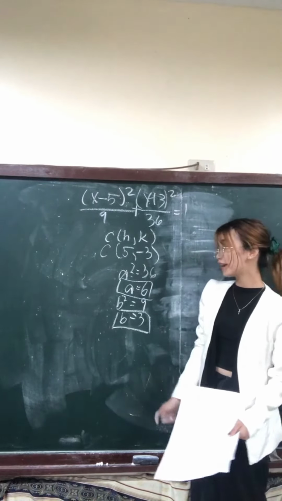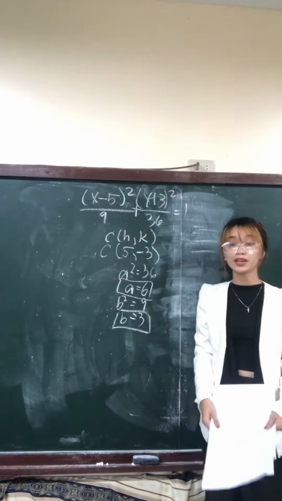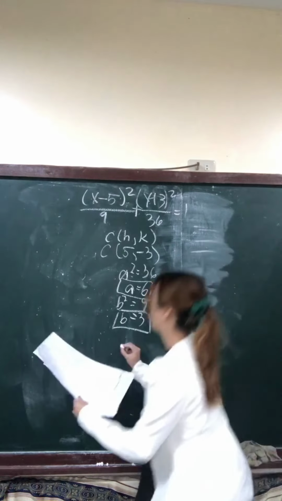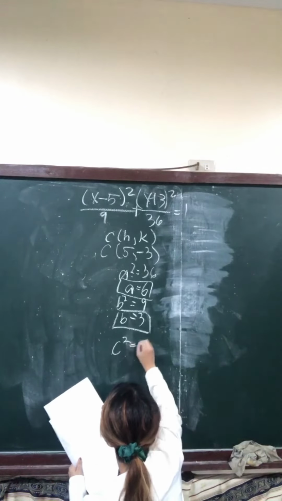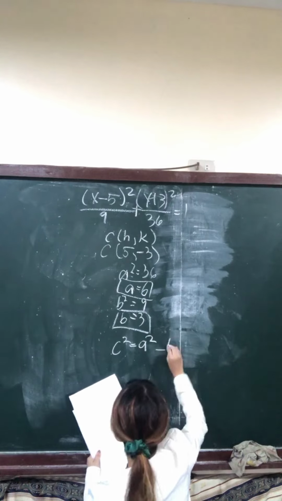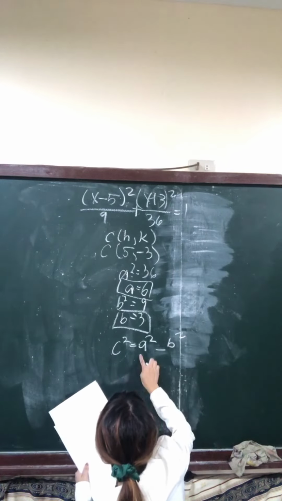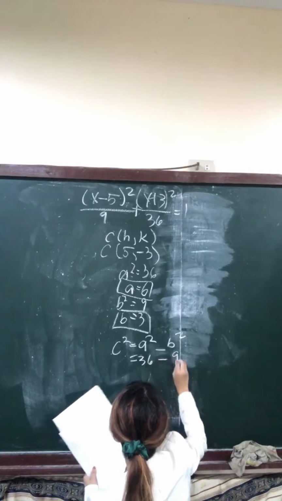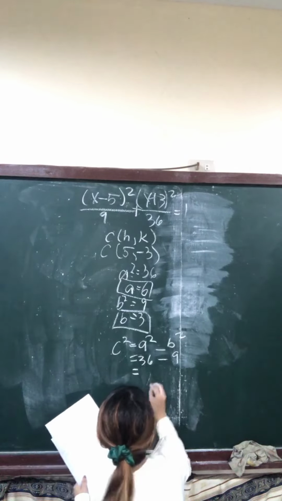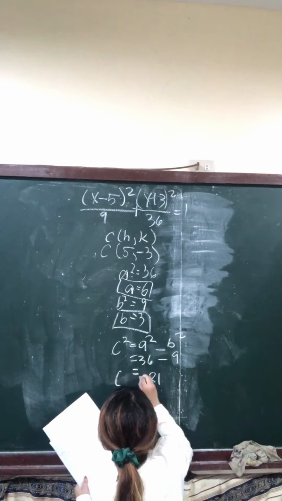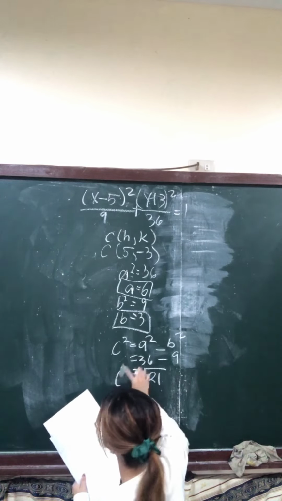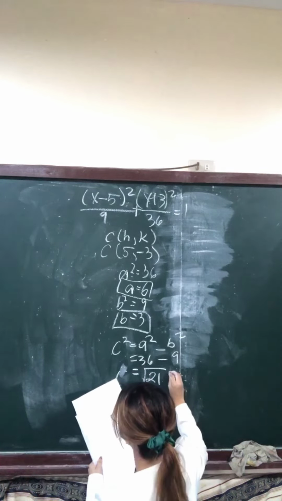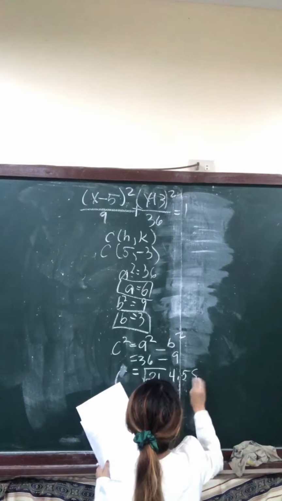And now, since we have the a value and the b value, we can also calculate the c value. For the c value, we have c squared equals a squared minus b squared. So a squared is 36 and b squared is 9. 36 minus 9 is equal to 21, and the square root of 21 is equal to 4.58.